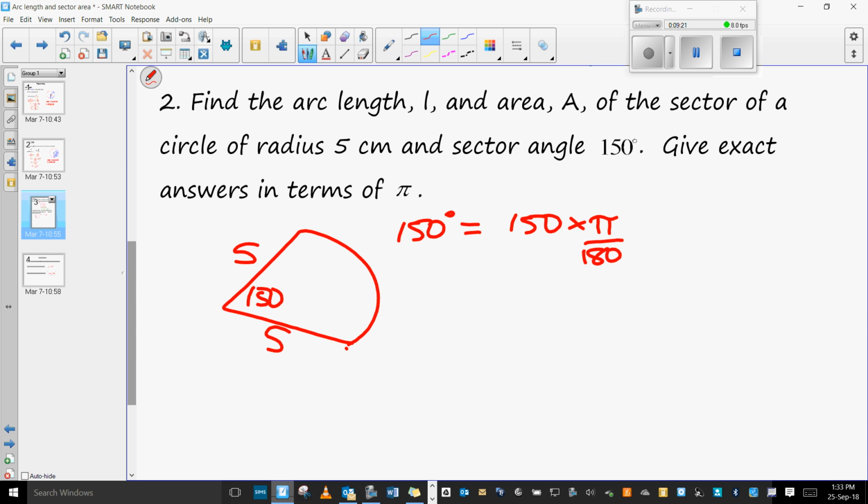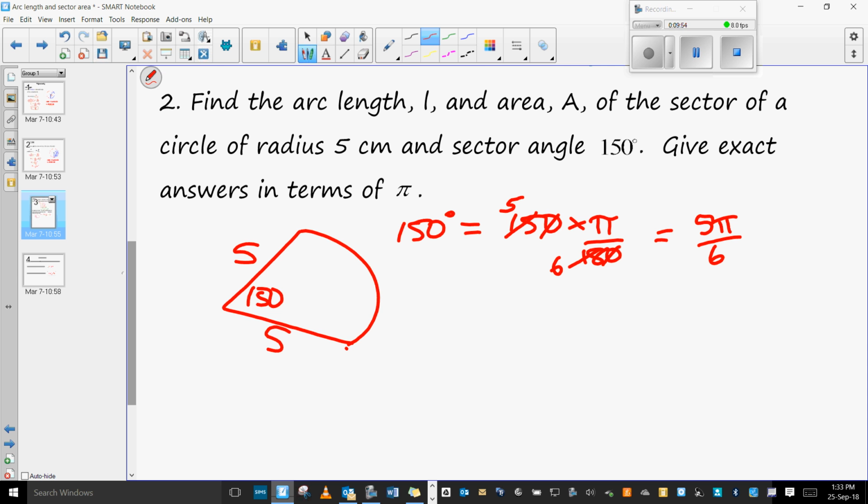So we need to then cancel these out, so I can divide both this and this by 10. I've now got 15 and 18. What number goes into both 15 and 18? 3. So I'm going to divide this, so this becomes a 5, and this becomes a 6. So I've got 5 pi over 6. Okay, so my 150 degrees has become 5 pi over 6. We're leaving our answer in terms of pi, so we're going to leave it like that. Remember, it could be on the non-calc paper.